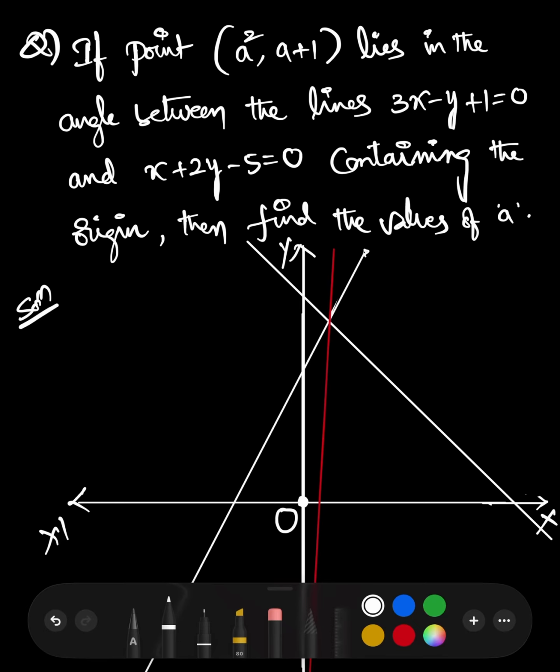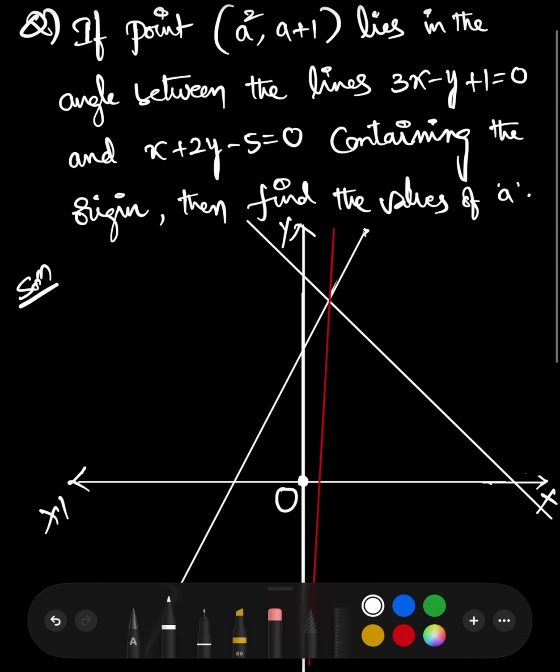Hi students, today we will discuss a problem on straight lines, a good conceptual question and very confusing, but a very interesting question. Now coming to the question: if point (a square, a plus 1) lies in the angle between the lines 3x minus y plus 1 equal to 0 and x plus 2y minus 5 equal to 0 containing the origin, and this one is very important, containing the origin, then find the values of a.